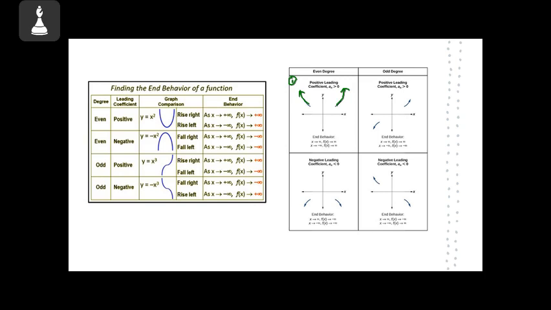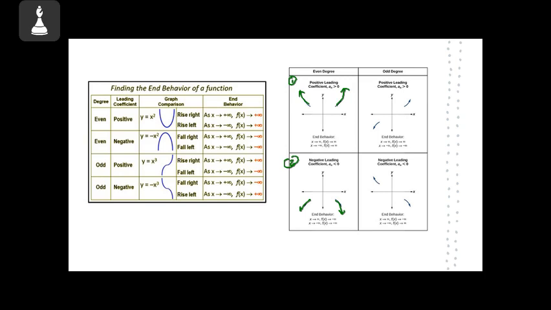So that changes if it's now a negative. If I put a negative in front, my graph is going to open down. So power 2, 4, 6, even powers are now going to have it flipped. So instead of opening up on the ends, it's going to open down on the ends. So as I go to negative infinity, it's going to go to negative infinity. As I go to positive infinity on my x's, it's going to go to negative infinity, or down.